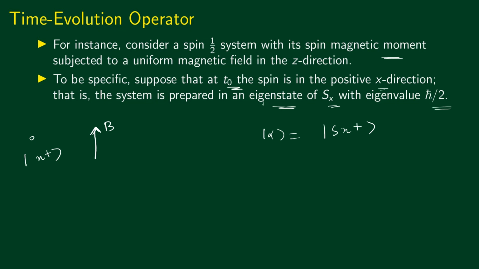Now it's easy to prepare. You just pass the beam through an SGx apparatus, and then you block one of the possible outcomes. You just block the |Sx−⟩ beam, and what we have here is the |Sx+⟩ beam. So we can use the atoms from this apparatus, which you can call an Sx+ filter. So we have |Sx+⟩ as the initial state.